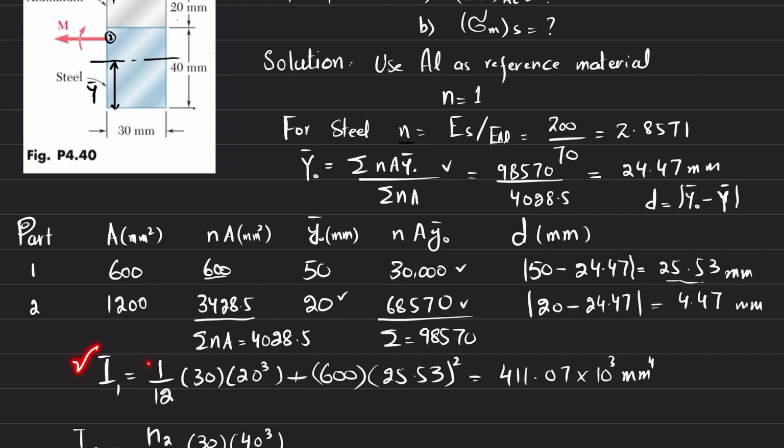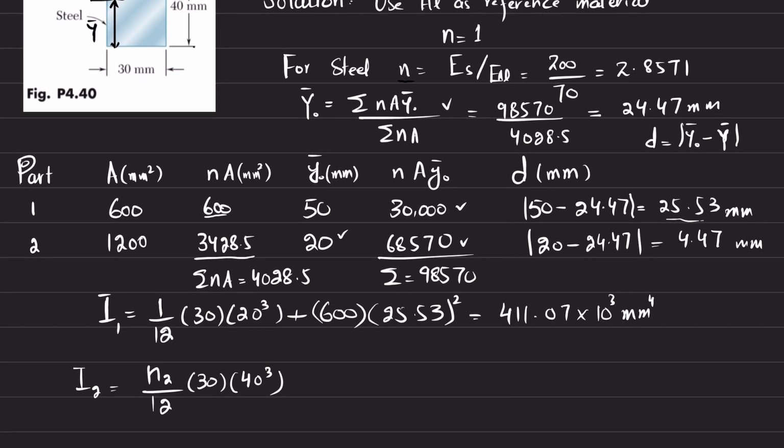I have taken n equal to 1. So assume n is equal to 1, so it will not affect. For N2, or for the second part, N2 is 2.85. So 2.85 multiplied by the area of this, which is equal to this one.